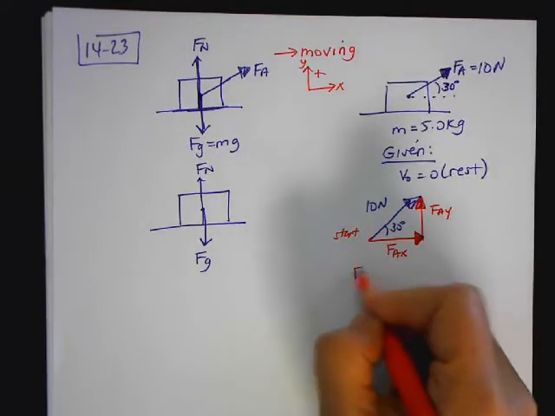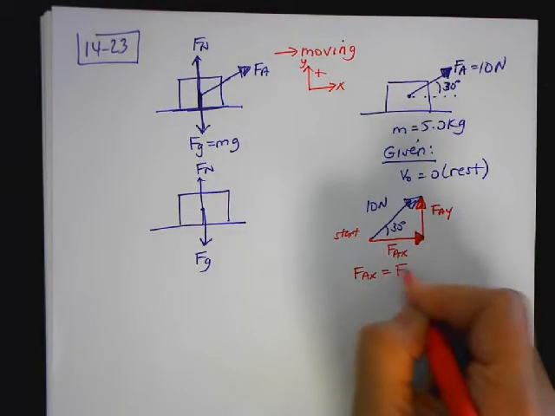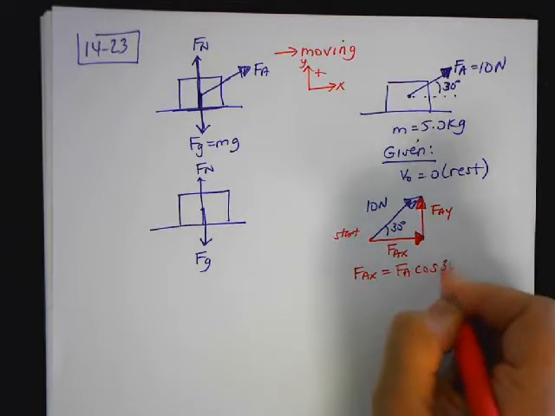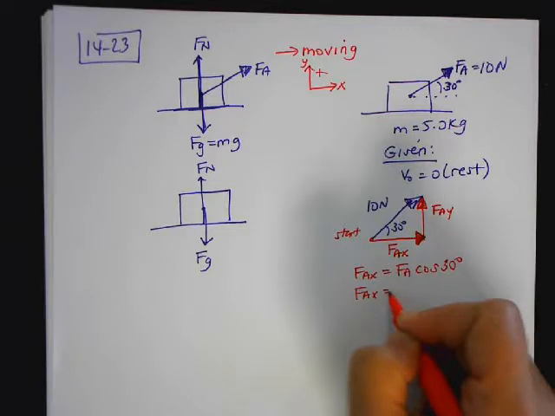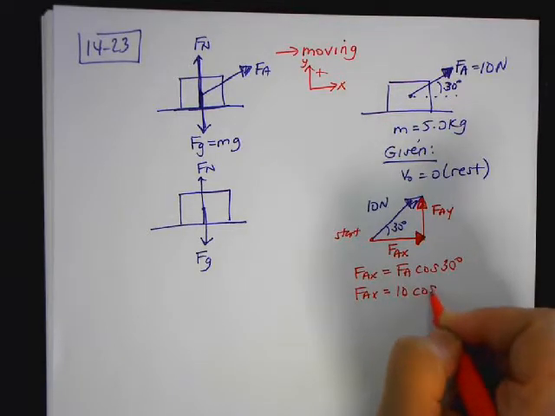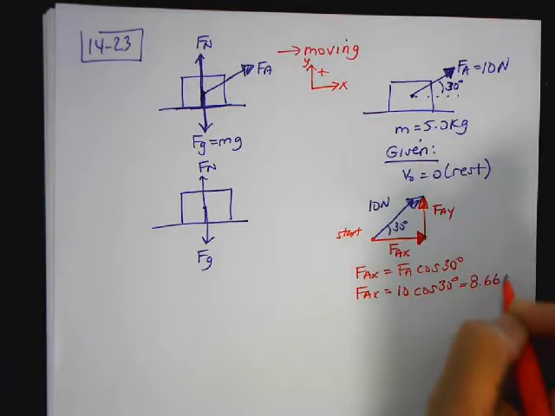So FAX is adjacent to the given angle, so it's FA cosine of 30 degrees. So FAX is equal to 10 cosine of 30 degrees, and this comes out to be 8.66 newtons.